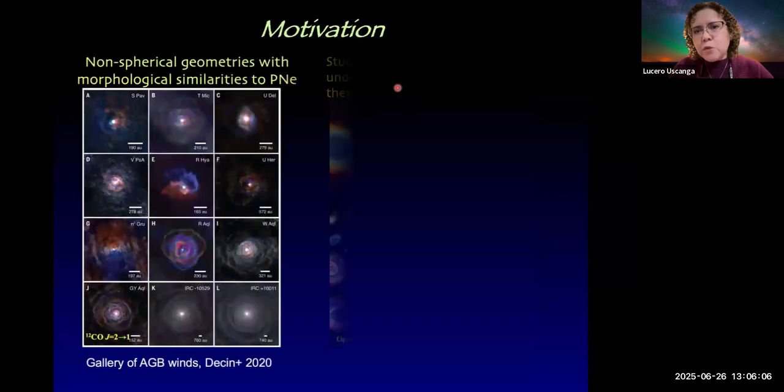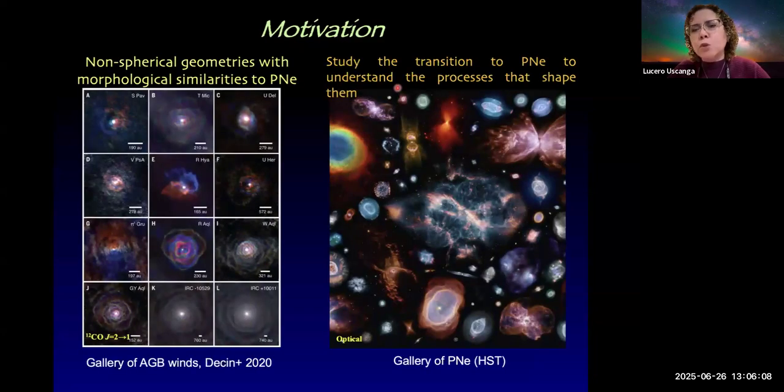The principal motivation to study the evolution of low mass evolved stars is the planetary nebula phase. As you can see in this gallery of HST images, they present a variety of morphologies, and it's not very well understood which factors are involved in this variety.